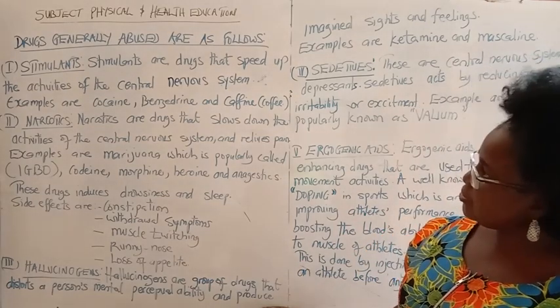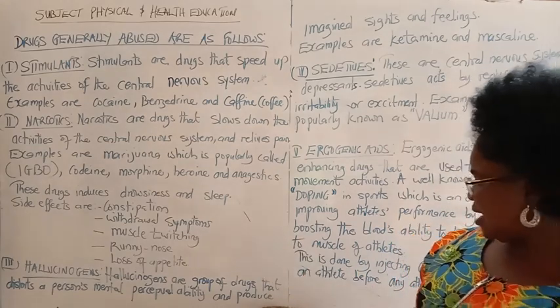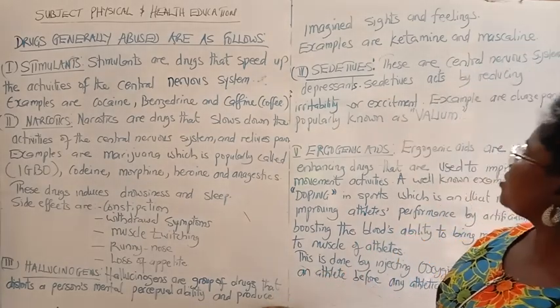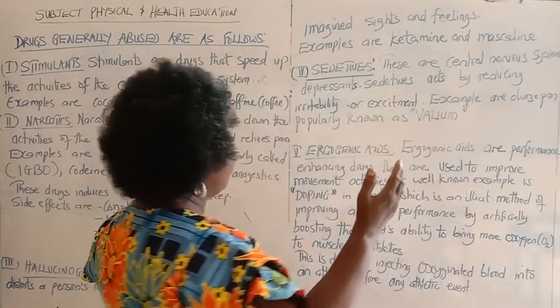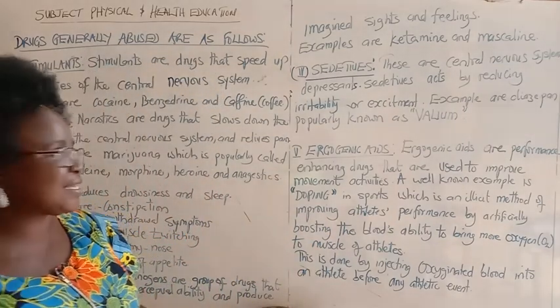The third one is hallucinogens. Hallucinogens are a group of drugs that distort a person's mental perception ability and produce imagined sights and feelings. Examples are ketamine and mescaline.